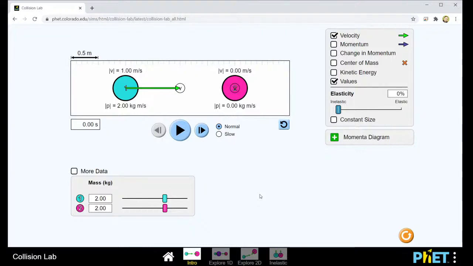There's got to be other people out there who know the answer besides Holly, but Holly's right. So 2 kilograms meters per second is the total momentum. All right.